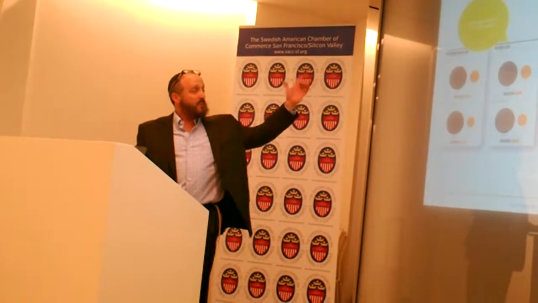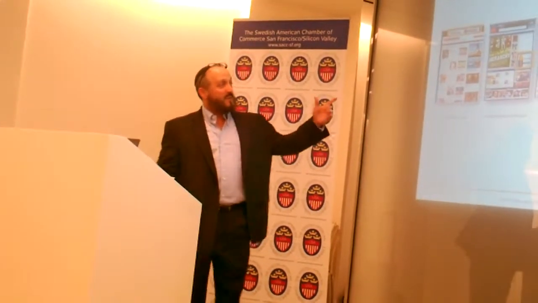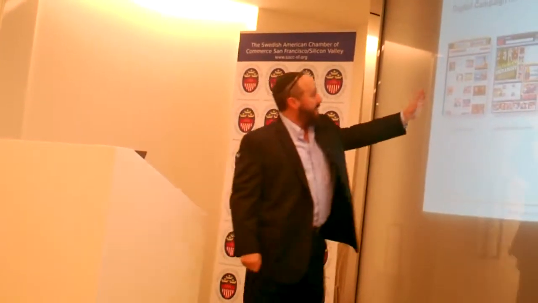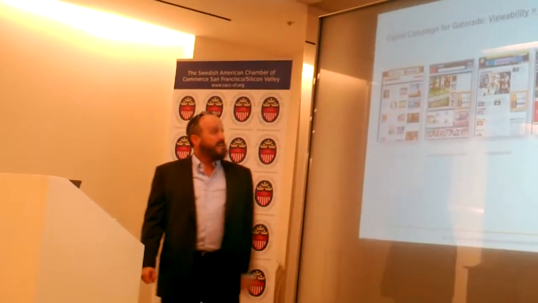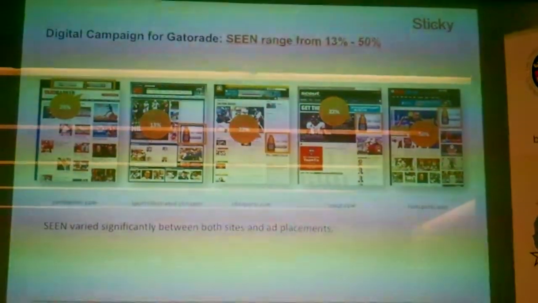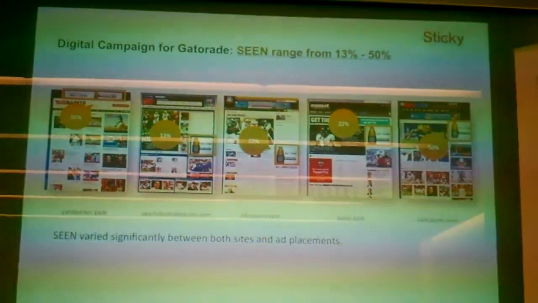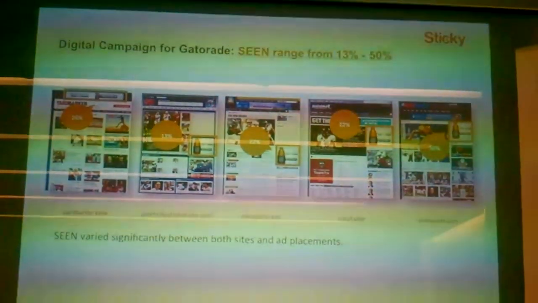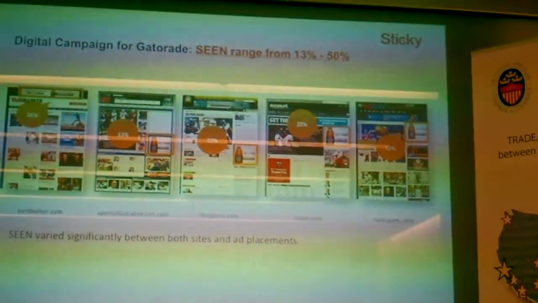And this again just shows the Washington Post at 2.7, Yardbarker at 1.5. Then this is a very recent study, Gatorade, advertising on these five sites. Of the five sites, four of them have the exact same ad, and Yardbarker has a different ad. They're all viewable, they're all on screen, but the results are pretty dramatic. Sports Illustrated, only 13% saw this ad. And I think I mentioned to you briefly the Cadbury study.